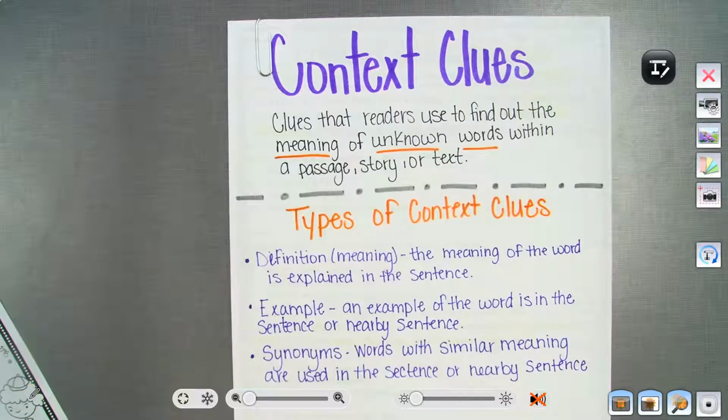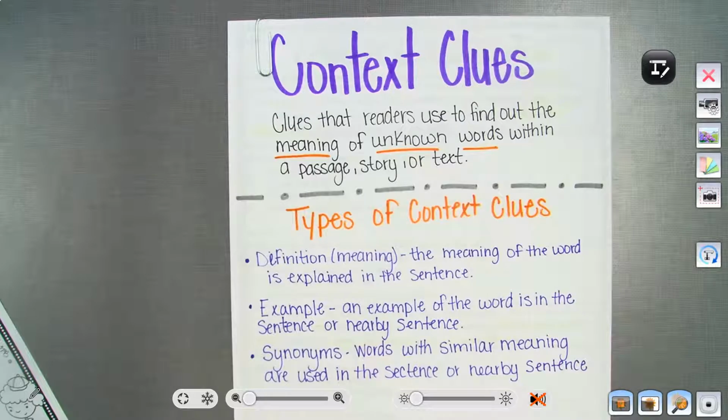All right, guys, so we're talking about context clues again. So we have learned about 3 different kinds. Remember we said context clues are clues that readers use to find out the meaning of unknown words within a passage, story, or text.